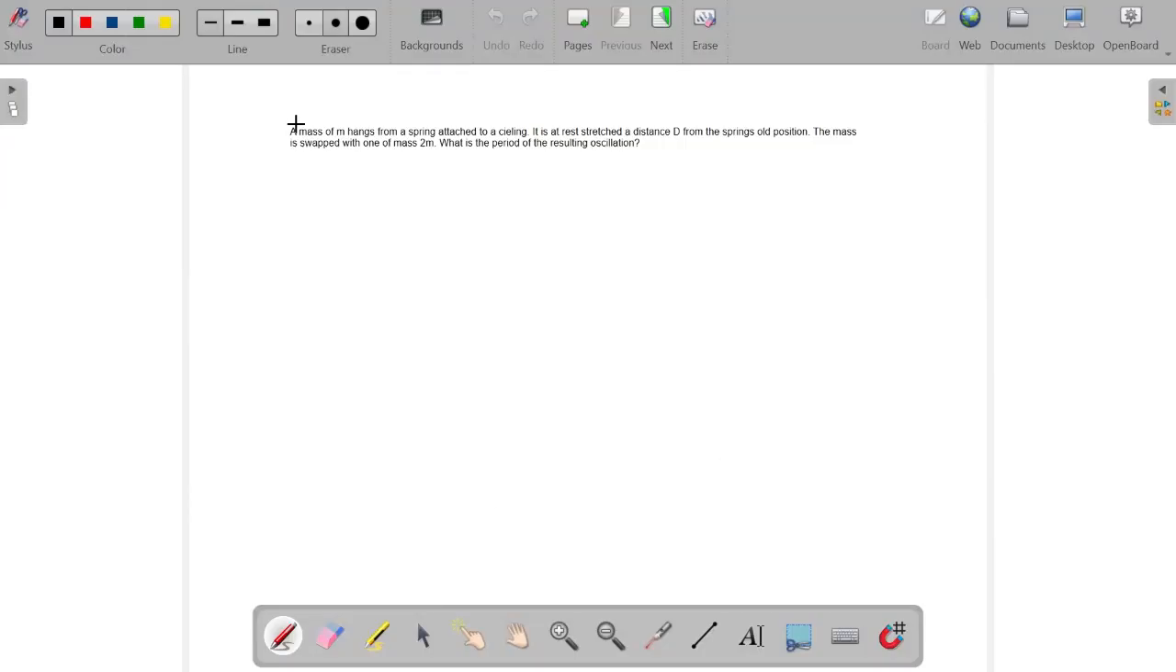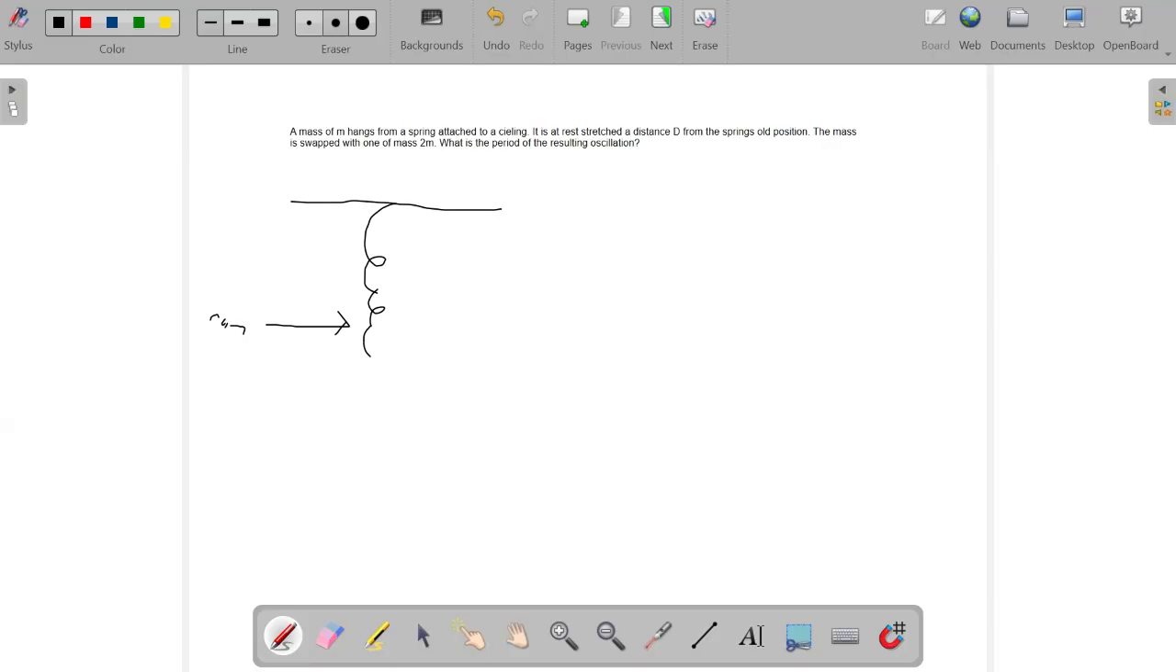All right. Question number one: a mass of m hangs from a spring attached to a ceiling and is at rest, stretched a distance d from the spring's old position. The mass is swapped with one of mass 2m. What is the period of the resulting oscillation? So let's draw this. And because I'm a horrible artist, we're going to just do this really carefully. So this is its normal position.